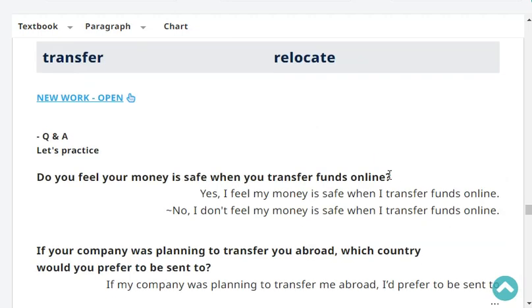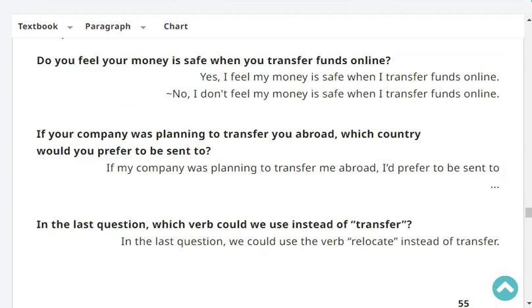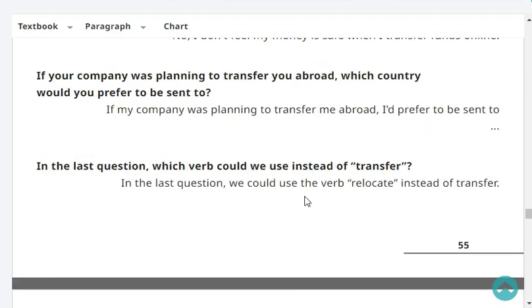Excellent. Very good. Okay. Do you feel your money is safe when you transfer funds online? Yes or no? No, I don't feel my money is safe when I transfer funds online. If your company was planning to transfer you abroad, which country would you prefer to be sent to? If my company was planning to transfer me abroad, I'd prefer to be sent to Switzerland. Very good.